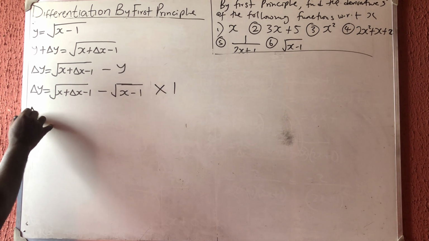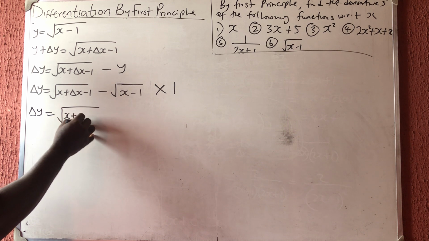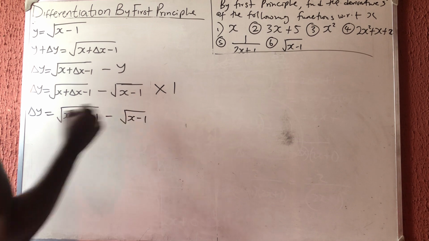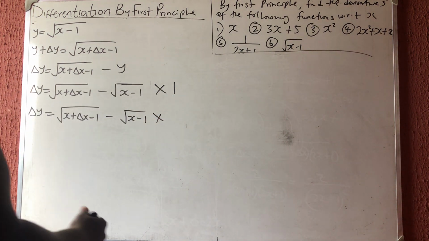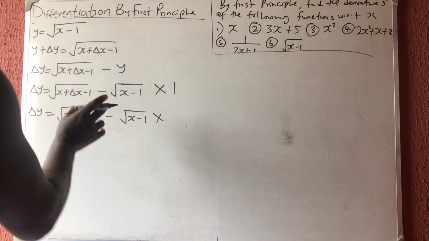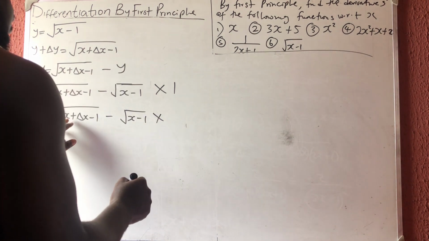But so now let me say change in y is equal to what? The square root of x plus change in x minus 1, minus the square root of x minus 1, then times, I know that anything divided by itself is 1. 1 times this thing is still the same thing. So let me put the conjugate of this thing into itself. You understand the ratio of it?